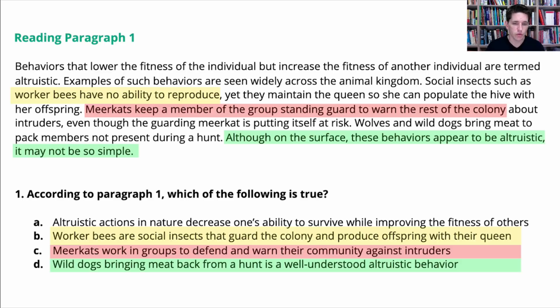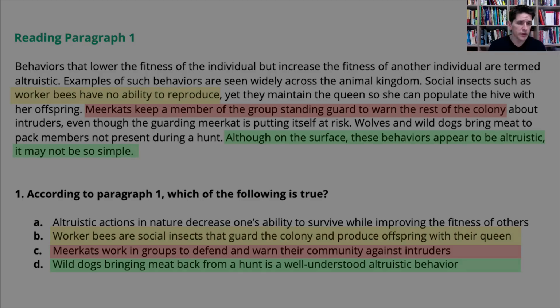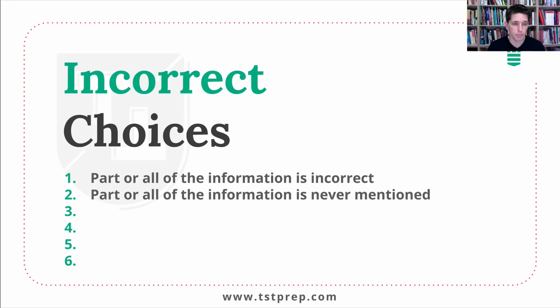C, meerkats work in groups to defend and warn their community against intruders. It says meerkats keep a member of the group standing guard. We have a member and then work in groups. This is incorrect. D, wild dogs bringing meat back from a hunt is a well understood altruistic behavior. Although on the surface these behaviors appear to be altruistic, it may not be so simple. So maybe it's not so simple. Maybe they're not altruistic. So D is just simply not correct. Pretty simple way to make an incorrect choice.